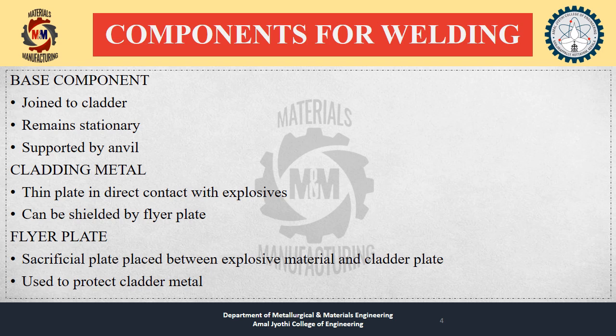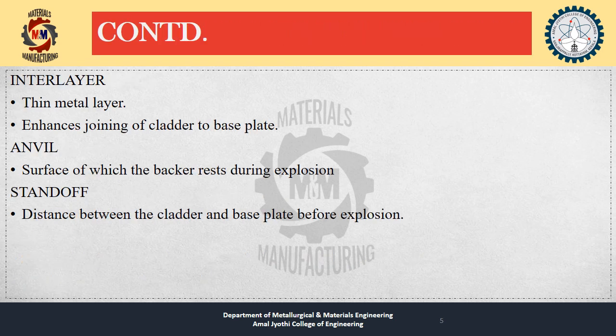And then the cladding metal. Cladding metal is a thin plate in direct contact with the explosives, and it can be shielded by the flyer plate. Then the flyer plate is a sacrificial plate which is placed between the explosive material and the cladder plate, to protect the cladding metal. And the flyer plate is used to protect the cladder metal.